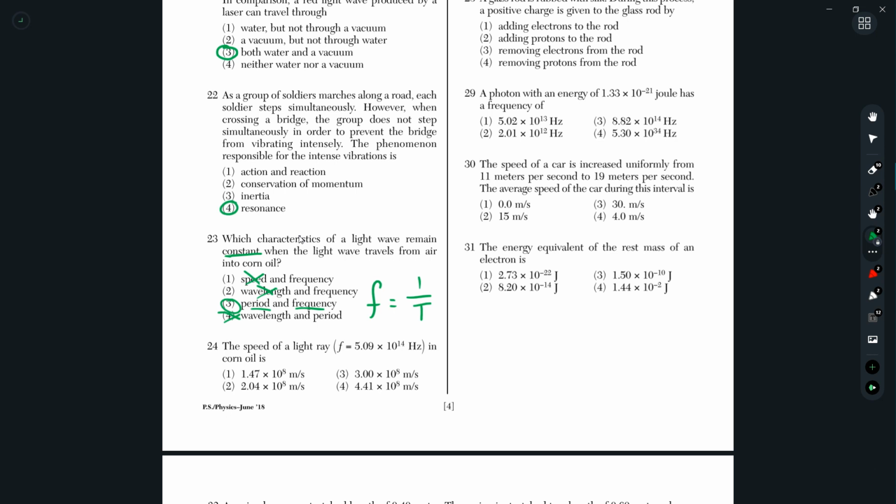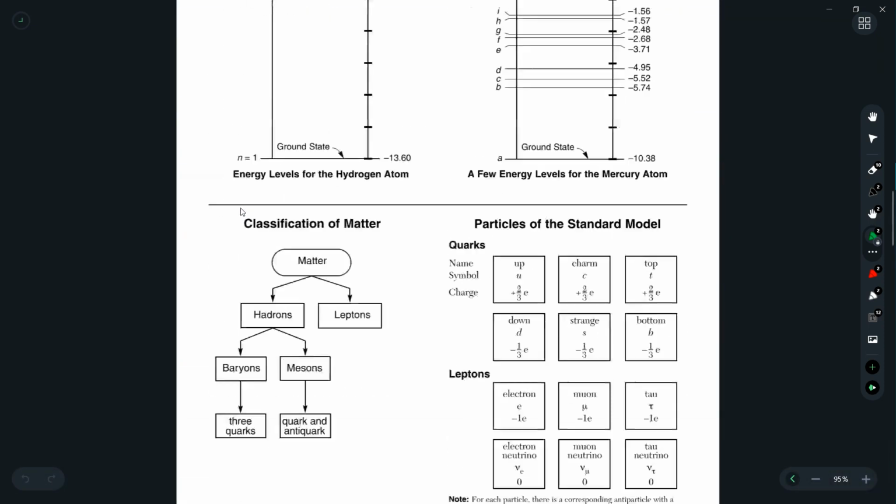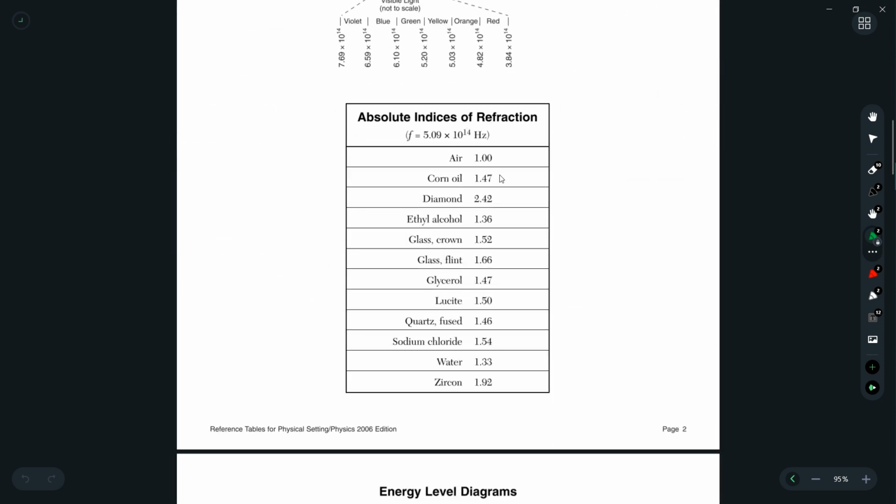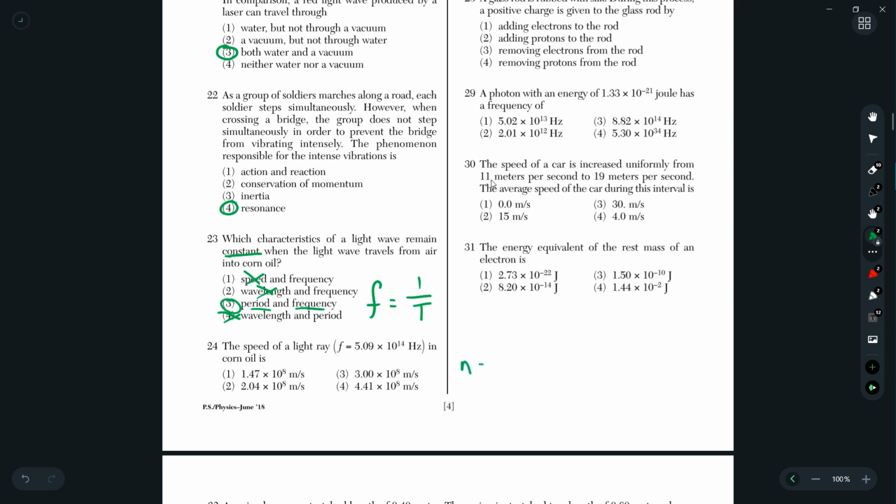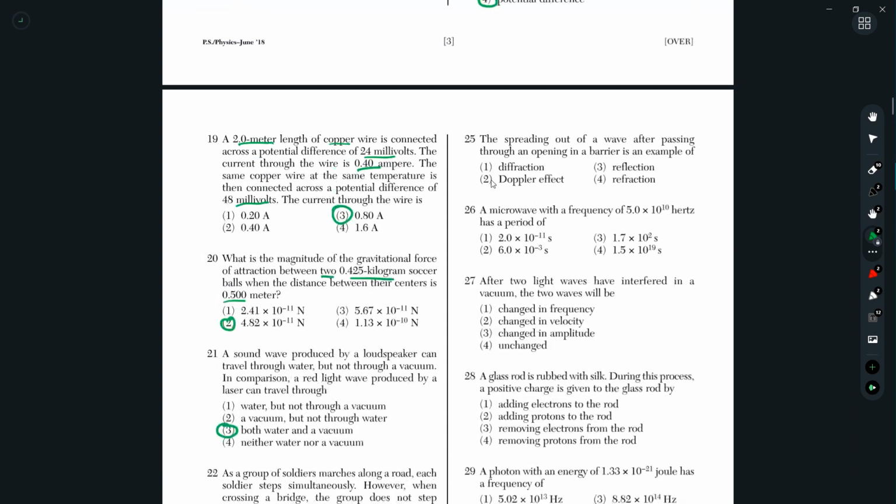Alright, number 24. Speed of a light ray in corn oil. Alright, corn oil. That seems oddly specific. Let's find corn oil on my reference table. Corn oil has an index of refraction of 1.47, and I know that the equation is n equals c divided by v. So 1.47 equals 3 times 10 to the 8th divided by v, which means I need to multiply both sides by v, divide both sides by 1.47. So 3 divided by 1.47 is about 2.04 times 10 to the 8th meters per second.